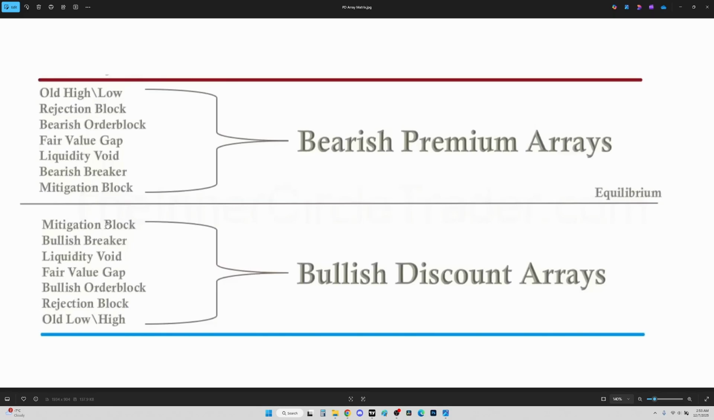Because if you try to get in on a mitigation block, if that doesn't hold, then it's going to go to the next one. If that bullish breaker doesn't hold, then it's going to go down to a liquidity void, right? If that doesn't hold, it's going to go down to a fair value gap. If a fair value gap doesn't hold, then a bullish order block is the next stop. If that doesn't hold, then you better hope the rejection block holds it. Otherwise, you're just going to get stopped out. Because whenever you are looking for a bullish trade, you get in on whatever entry model you want, and your stop usually goes at the low, the swing low. Likewise, if you're shorting and you get in on any of these, your stop goes at the high.